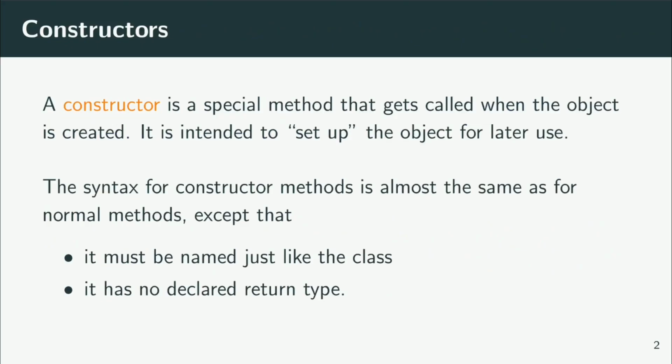A constructor method is a special method that gets called when the object is created. It's intended to set up all the values of your attributes for later use. The syntax for the constructor method is pretty much the same as for any other method, only that it must be called exactly like the class, and secondly, it cannot return anything.